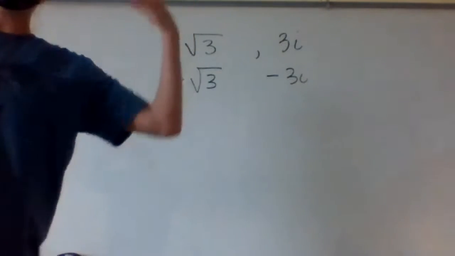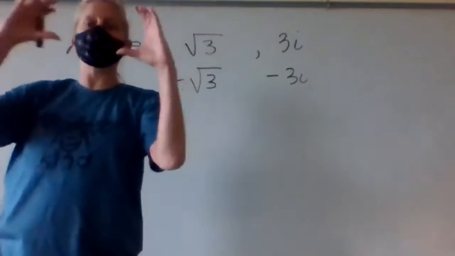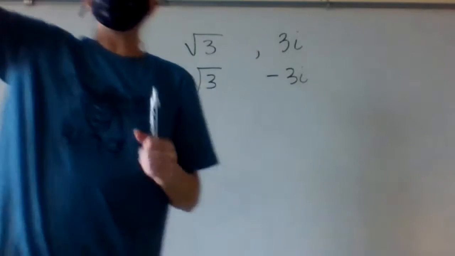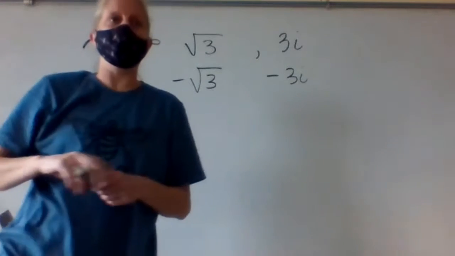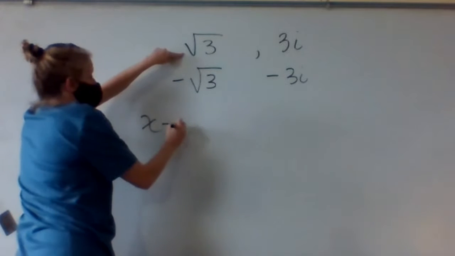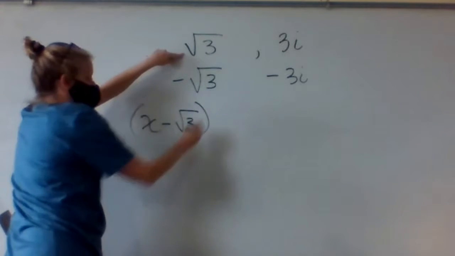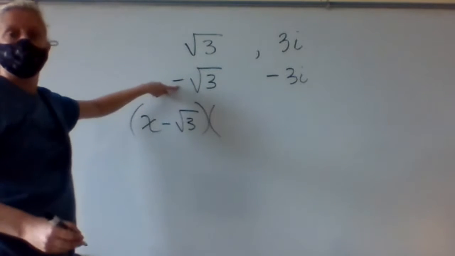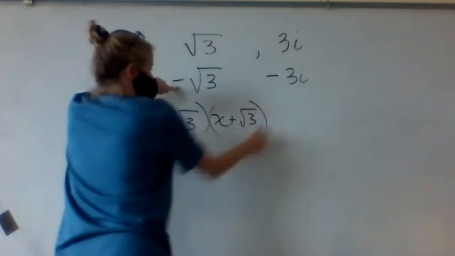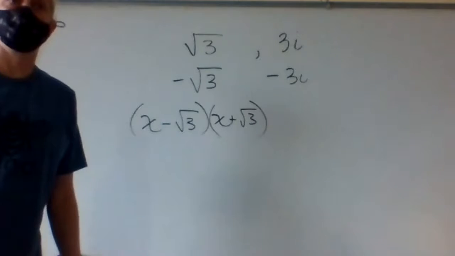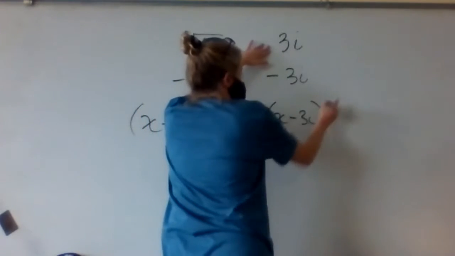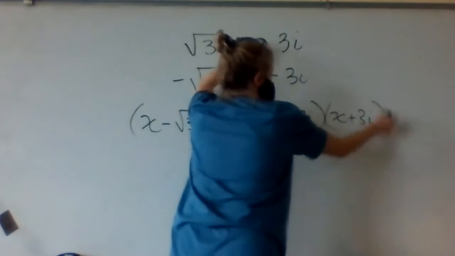Now remember how we went backwards. We turned the zeros into the factors that they would have come from. And those are always just x minus whatever the zero is. So this one would be what? x minus the square root of 3. This one would come from x plus the square root of 3. And then turn these into their factors, x minus 3i and x plus 3i.